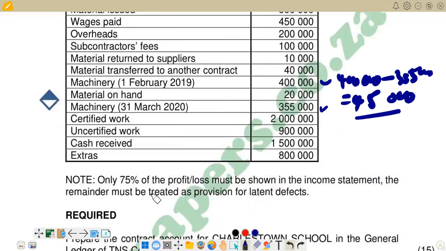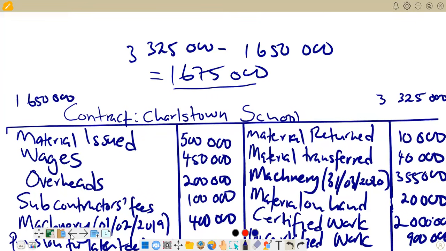Here now we are told that only 75% of the profit must be shown in the income statement. So we are going to say 75% of the balance. That is the amount that is going to be transferred to the profit and loss. So we just take this figure multiplied by 0.75, and we get 1,256,250. That's the amount that you are going to put on the debit side.